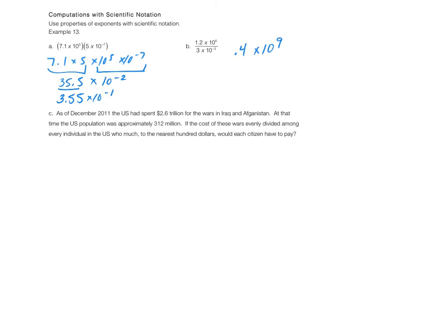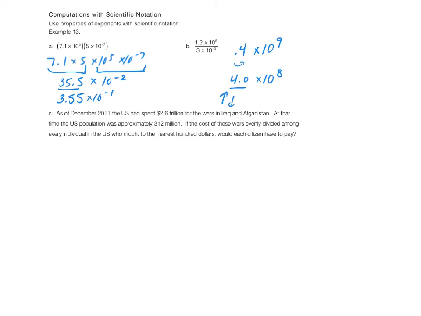So in this case, I need to move this decimal place over to get 4, and then it's still going to be times the power of 10. Since I made this number bigger, I need to make my exponent smaller. So 1 less than 9 is 8, and that's my final answer.